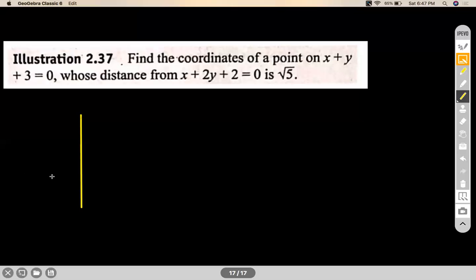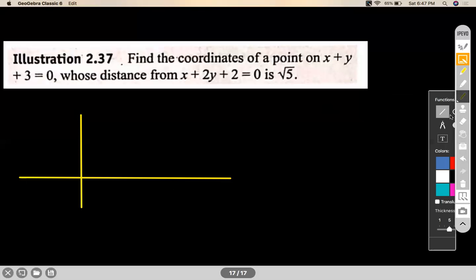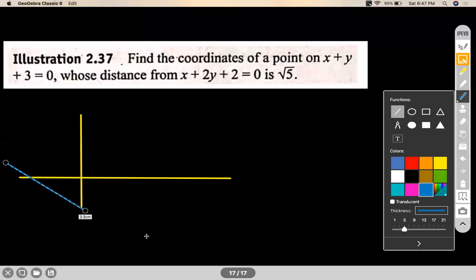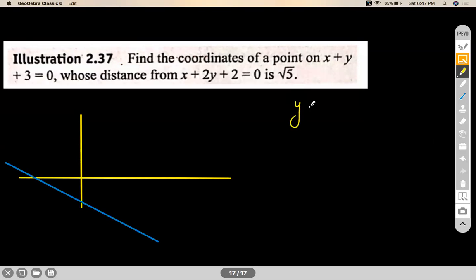See, if you draw the given scenario, one equation is y is equal to negative x, negative 3. Negative x, negative 3 means it would be a line like this. I'm just drawing a rough sketch of it. Something like this. And the other line is y is equal to negative x by 2 minus 1. So it would be somewhat like this.